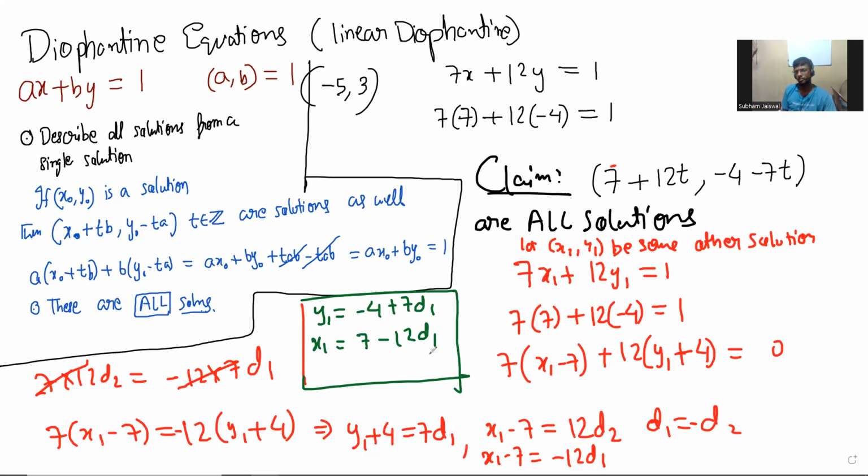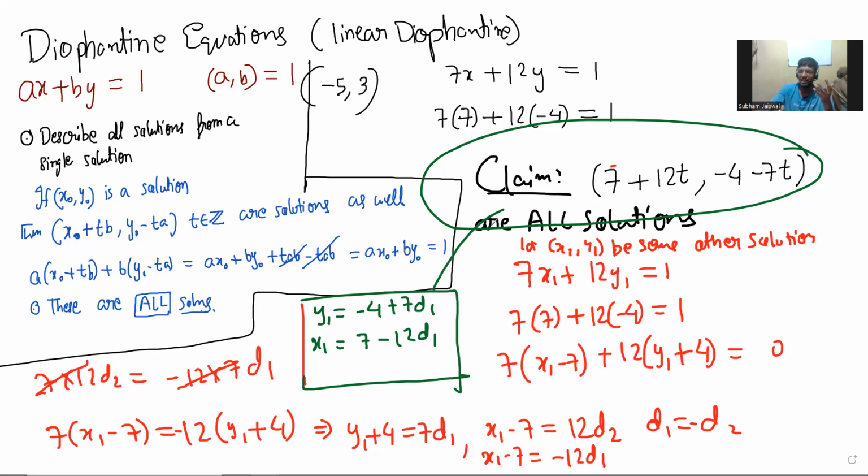Okay. So we want to show that this is an exhaustive list, that these are all solutions. If there is some other solution, that's the natural thing, then I'll subtract the equations, and you could end up this other way. But it finally looks like it is in this form, in this family of solutions.